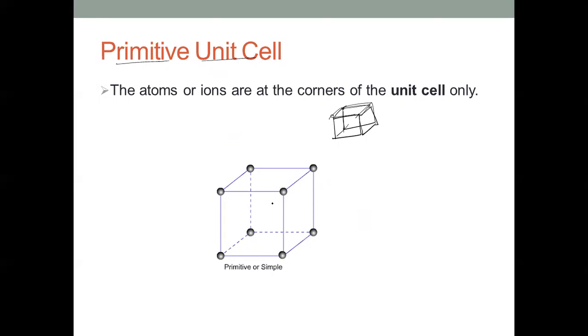So we are looking at a cube here. So there are 8 corners. So here the atoms or the ions or the constituent particles for that matter are present only at the corners of this unit cell, and it is so called a primitive unit cell. So these 8 corners have been occupied by 8 constituent particles in this case. Such unit cells are called primitive unit cells.